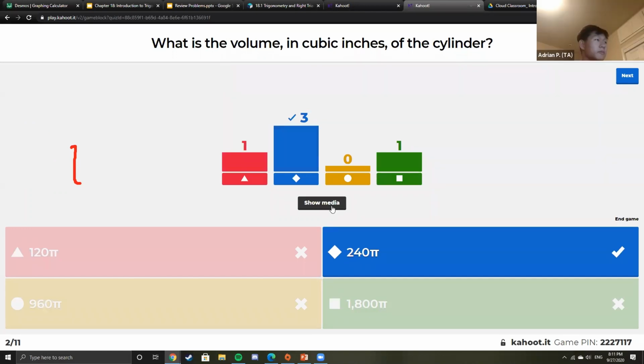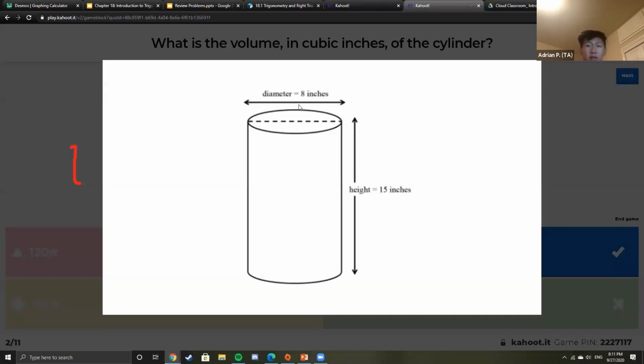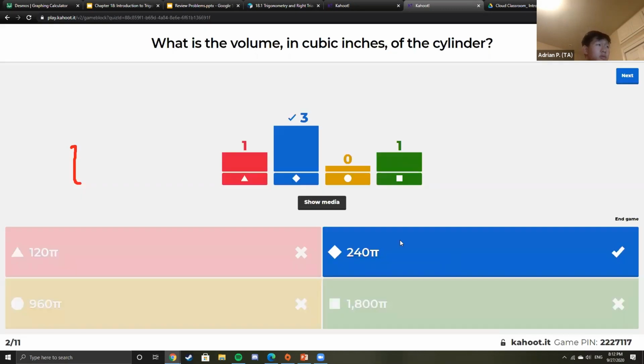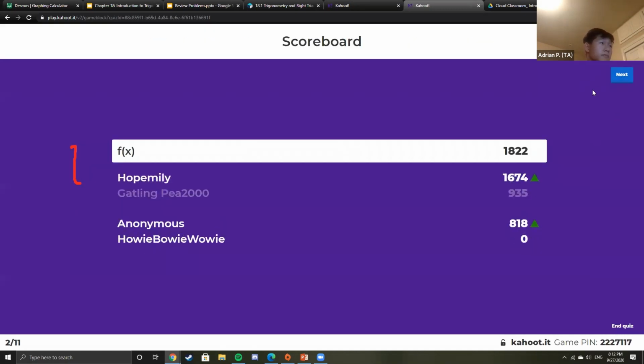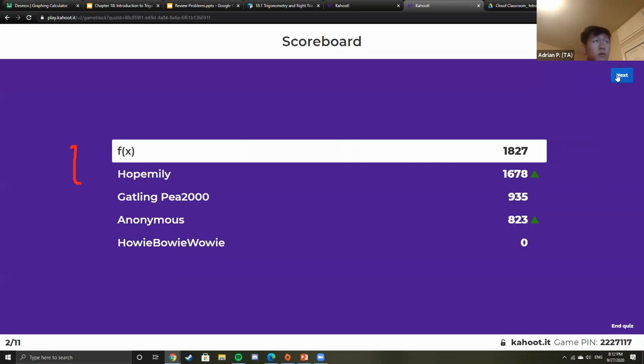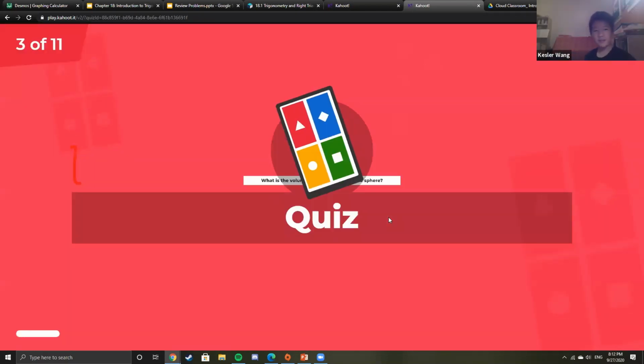Okay, so if you just see here, 8 inches, it's just going to be base times height. And to get the base, it's just pi r squared. It's going to be 16 pi times 15, which will get you 240 pi. Dang it, I'm still on the podium, but I want to get better.